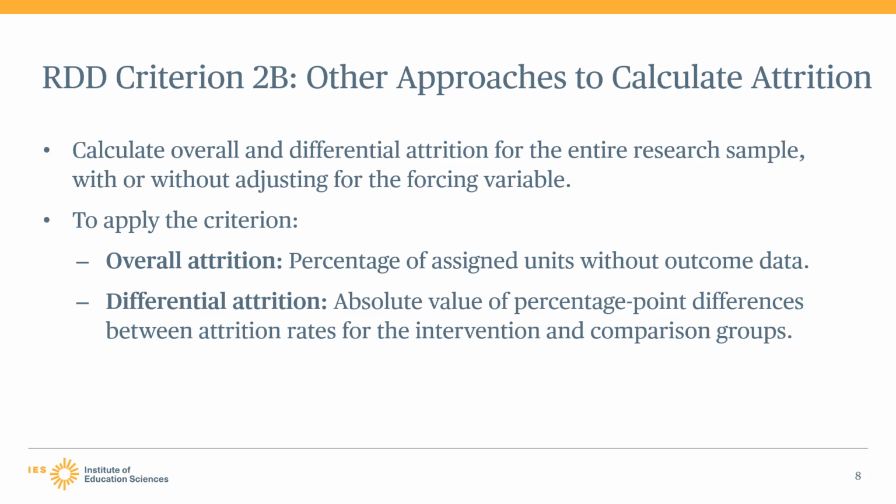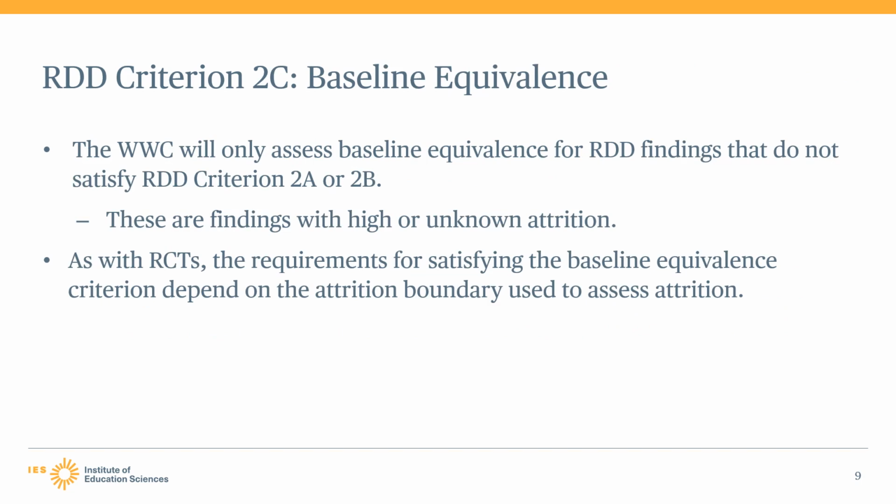For example, if the overall attrition rate is calculated using an approach that does adjust for the forcing variable, then the differential attrition rate also must be calculated using the approach that adjusts for the forcing variable. There are many scenarios where RDD findings do not satisfy either RDD Criterion 2A or 2B because the findings have high or unknown attrition.